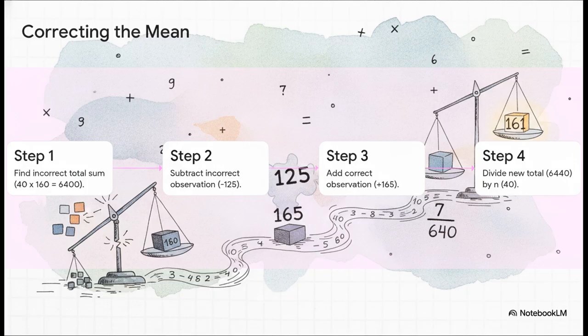Well, we just walk through a few very logical steps. First, we find the incorrect total sum by working backward. 40 observations times the incorrect mean of 160 gives us a total sum of 6,400. Second, we subtract that bad data point, so minus 125. Third, we add in the correct data point, plus 165. That gives us a brand new corrected total sum of 6,440. Finally, we just divide that new total by our 40 observations. The result? A true corrected mean of 161. This proves you only need to adjust the overall sum, saving you immense time and effort.